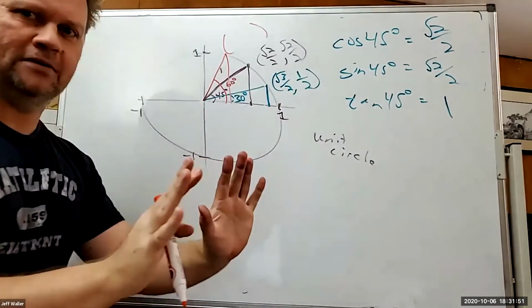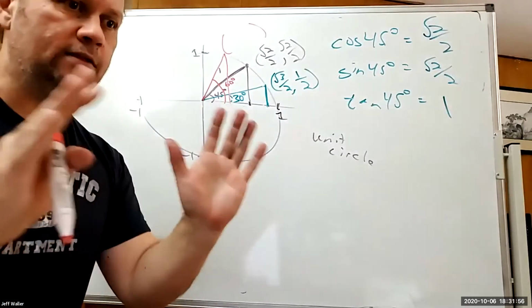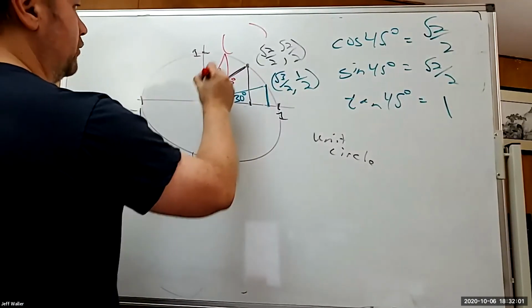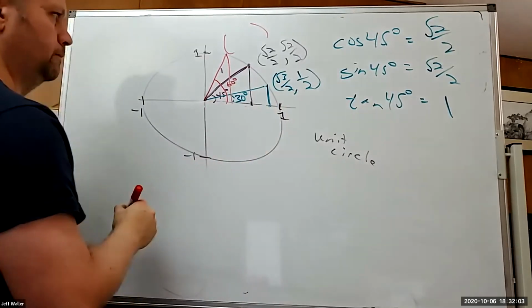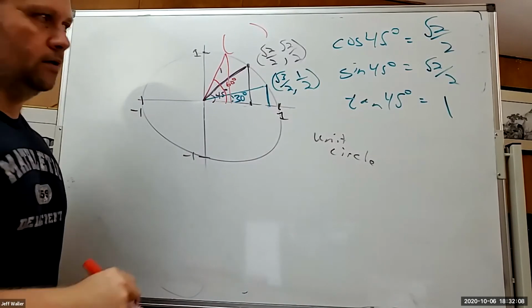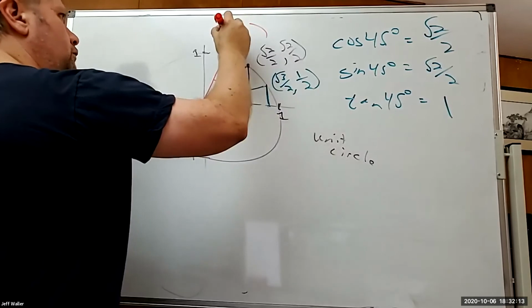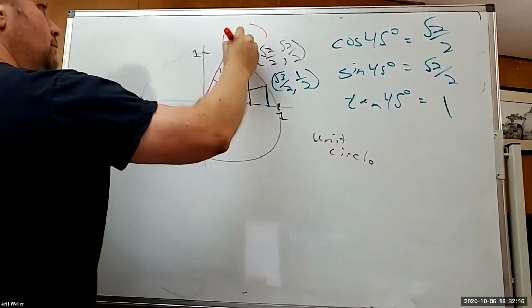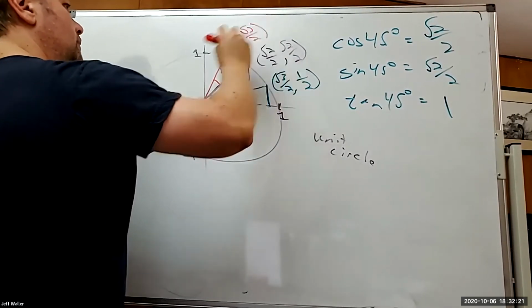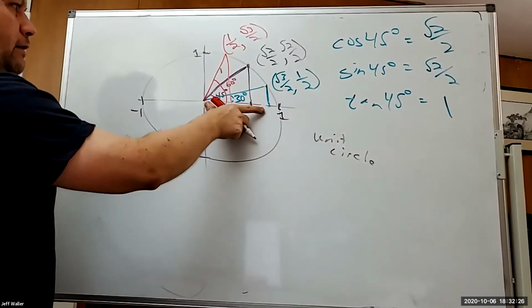Let me stop. Did that make sense? If you're reading a transcript of this later, it's not going to make sense. This is this, but this red triangle, isn't it the same as this blue triangle? It's the same triangle, just rotated and turned around. So that's why the sine of 30 is equal to the cosine of 60, and the cosine of 30 is equal to the sine of 60. That length is that length. That length is that length.